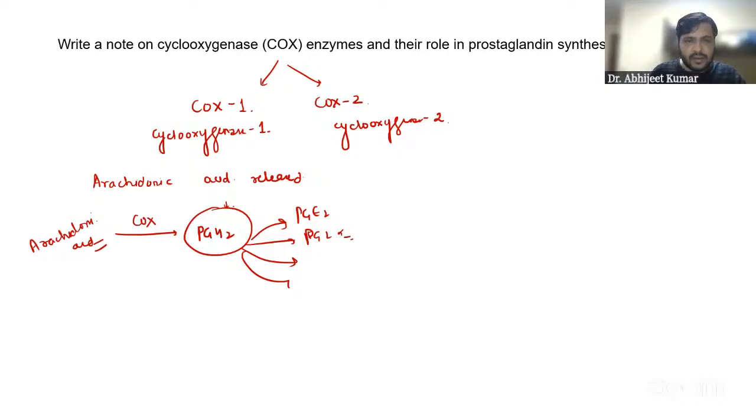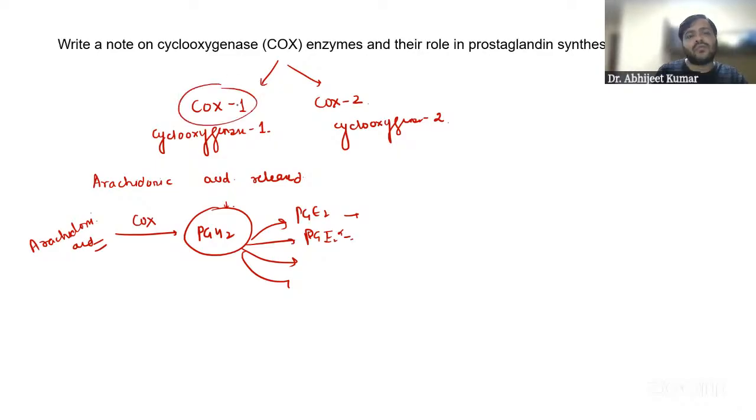So yes, prostaglandin E2, basically it is made by prostaglandin synthase, right? Prostacyclin PGI2, that is by prostacyclin synthase, and thromboxane A2, right? So that is something you have to remember.